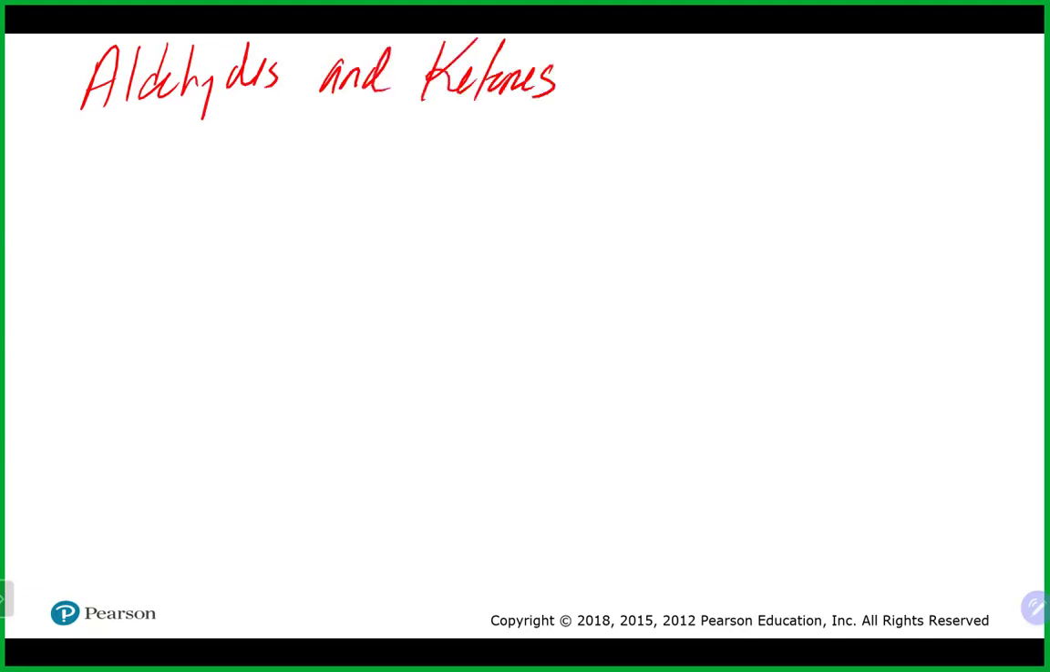Okay, we are talking about aldehydes and ketones. And remember that each of these has a functional group. The functional group of our aldehyde is this one right here. Remember that because of the hydrogen, this functional group will always be at one end of the molecule or the other. So hydrogen doesn't have too many bonds.